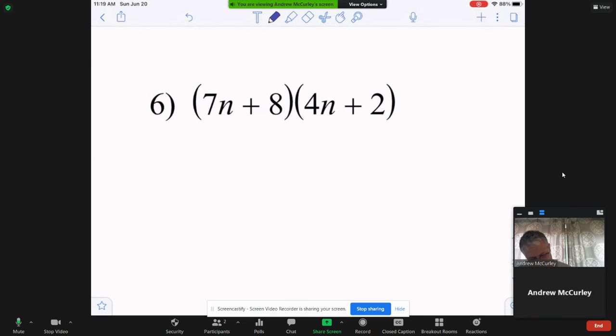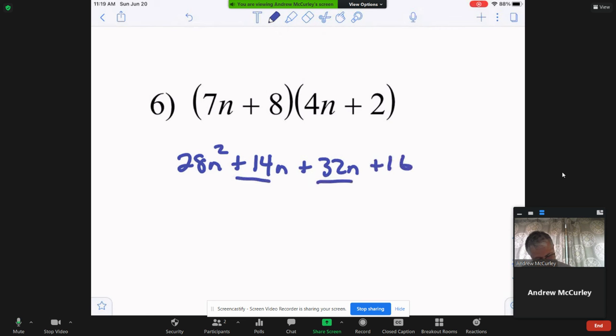7n times 4n, that's going to be 28n squared. 7n times 2, so plus 14n, pardon me. Plus 32n, 8 times 4 is 32n, plus 16. We can combine these 2 like terms, so 28n squared plus, looks like 46n plus 16. Ta-da, there's our multiplying 2 binomials together.